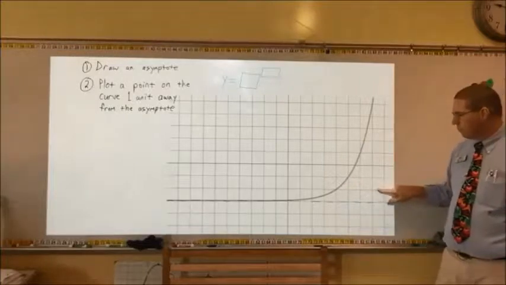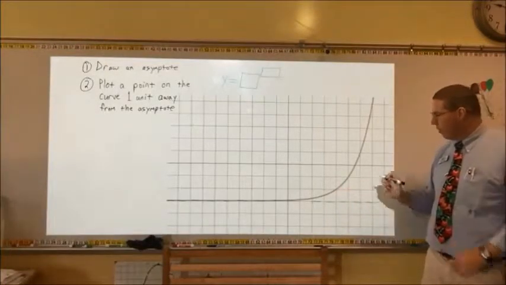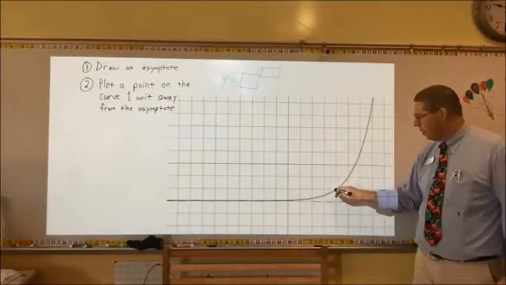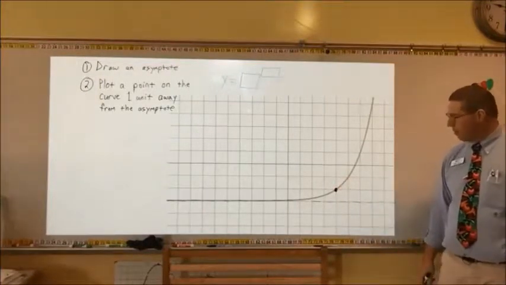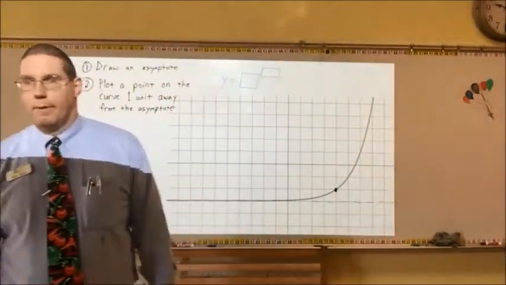Where is that? Here, right? So I'm going to put a dot right there. I'm going to plot a point. That point is a very important point. That point is basically your 0, 1 point.